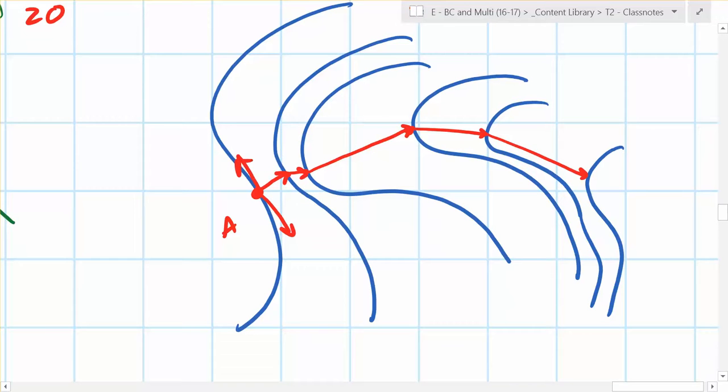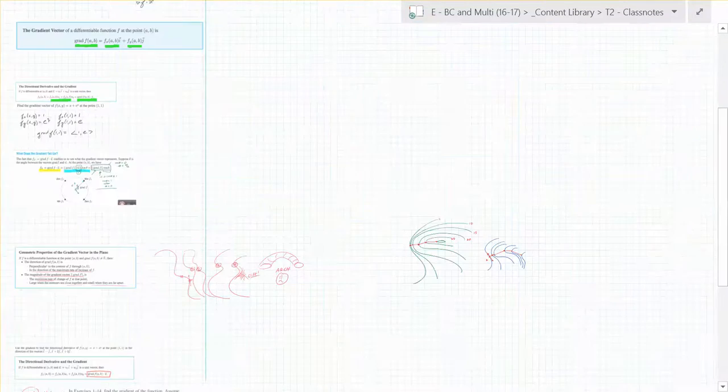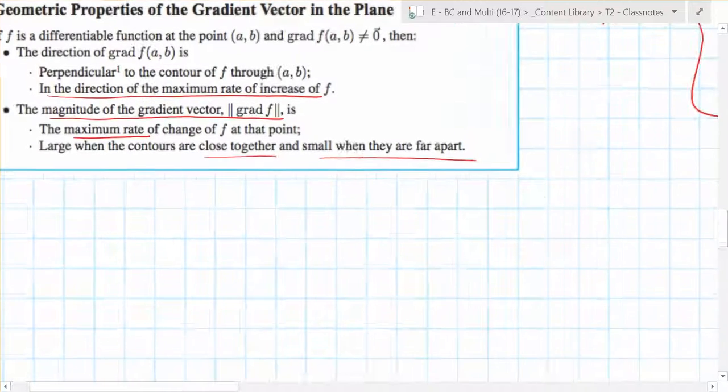So if you wanted to keep on calculating that, you walk a step and then calculate the gradient again and then go perpendicular to it, and you'd stay at the same altitude the entire time.